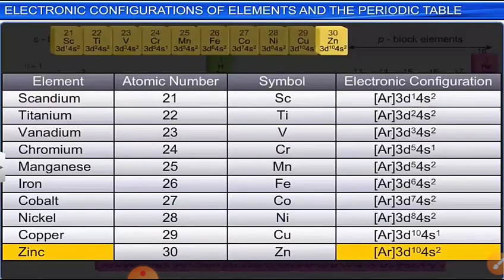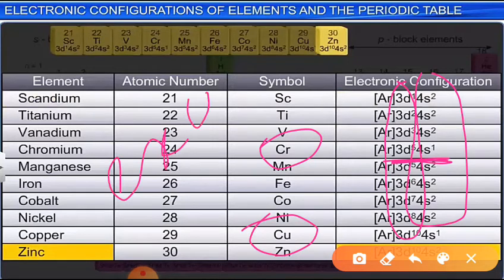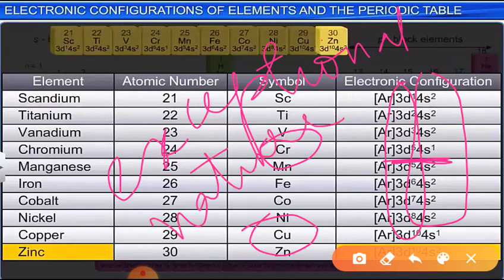If you see, each time the electron is being added over here in 3d, the electrons in 4s are the same, either 4s2 or 4s1. Here the difference in chromium and copper we have discussed in chapter 2. These have exceptional nature. To have half-filled or completely filled stability, they have a different electronic configuration from the expected one.